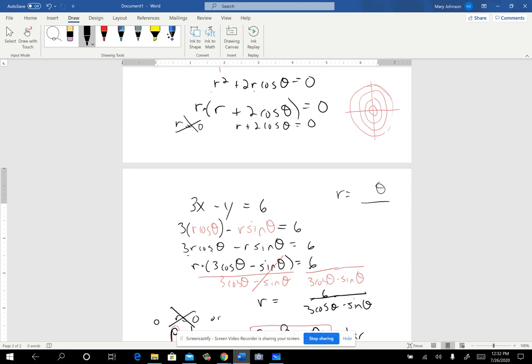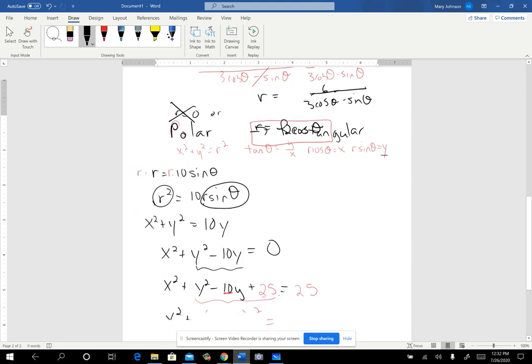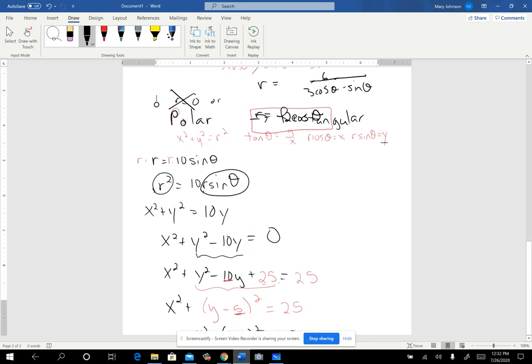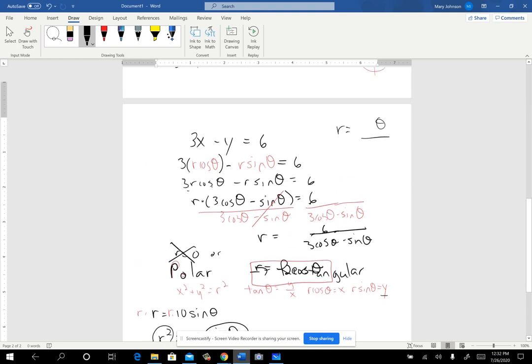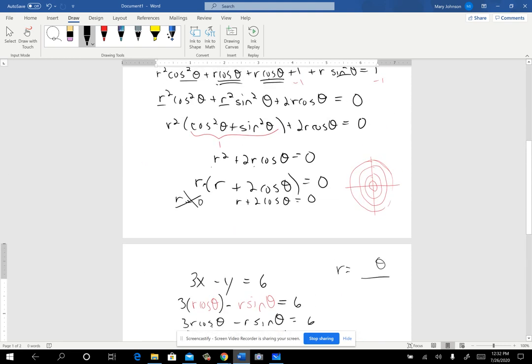Okay. All right, so I just wanted to look at a couple of those examples of changing between forms. I don't really emphasize that much. I think I just put one on the test for you to do.